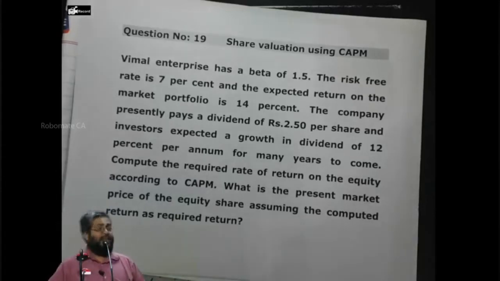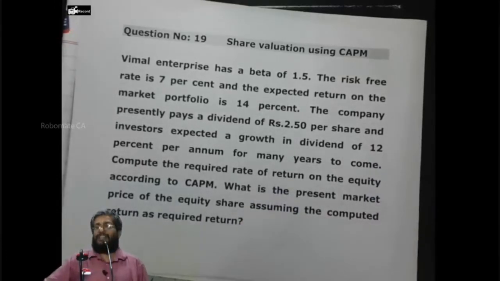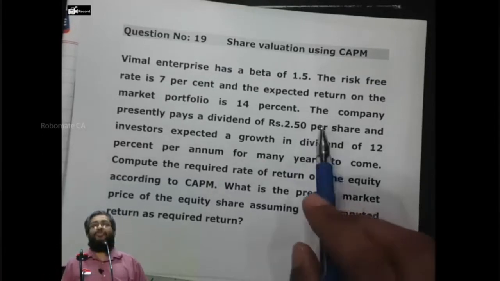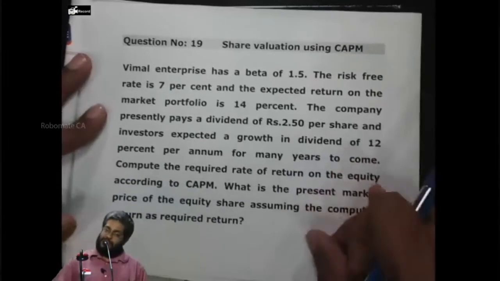Respond, yes or no. Now, in that case, have they given you the dividend or not? 2.5 rupees is D0, not D1. Why is it D0? It says presently pays, which means present tense. D1 should be future tense. So 2.5 is D0. Now D1 will be the same 2.5, more. How much percent more? 12% more. Respond, yes or no. Write it down.